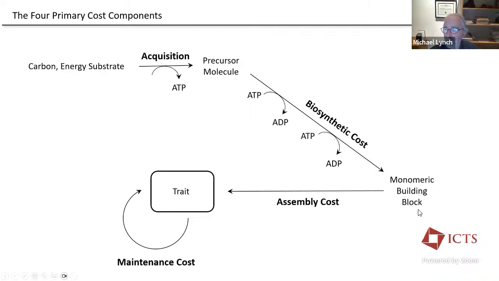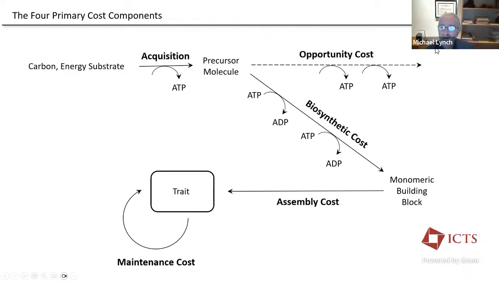But then those monomeric building blocks have to be pulled together. You have to glue your amino acids together to make proteins and so on. So there's also assembly cost. And then finally, once you've got your trait or your protein or whatever it is, there's going to be maintenance cost throughout. So when we think about a trait, we would like to sum up all these different sources of demand. But there's one additional thing that we need to think about, and this is what we call the opportunity cost.